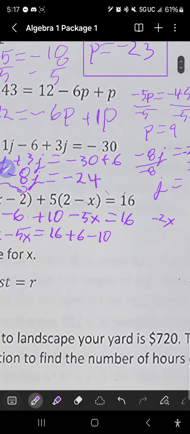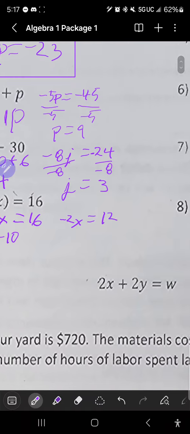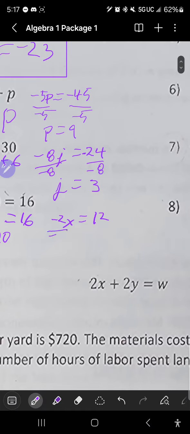Now we have 16 plus 6 is 22, minus 10 is equal to 12. So we have negative 2x equals 12. Now we need to divide by negative 2 on both sides. And we get x equals negative 6. Why? Because they have different signs. Since the 12 is positive and the 2 is negative, we divide 12 by 2, which is 6, and we have the negative sign, since their signs are different.